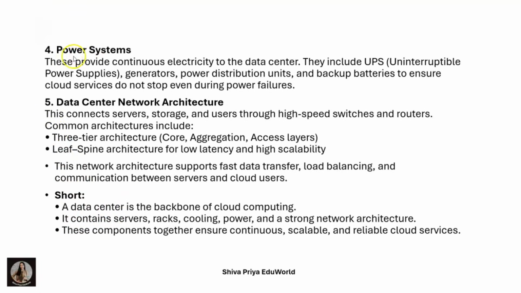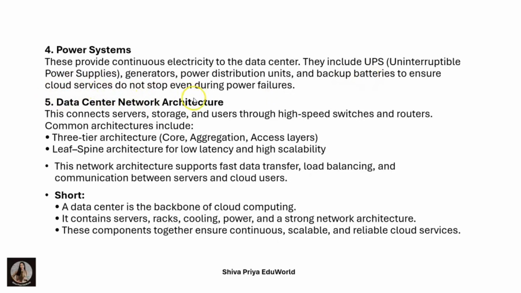And power system, these provide continuous electricity to the data center. The power system will send continuous electricity to the data centers, and they include UPS, generators, power distribution units, and the backup batteries to ensure cloud services do not stop even during power failures. Even if there is any power failure, it should not stop. It has to work continuously. For that, the backup batteries are also there.